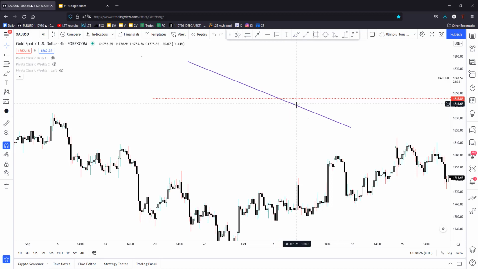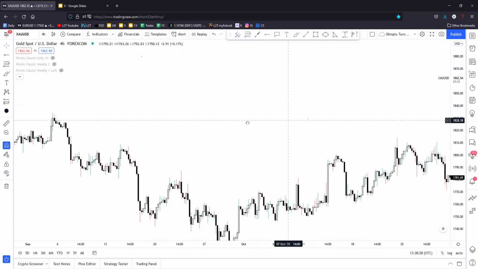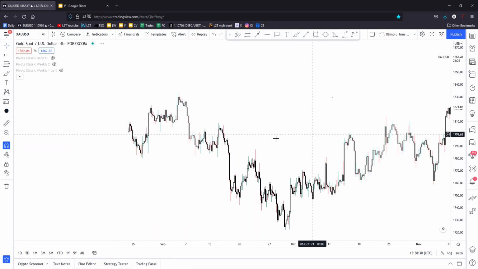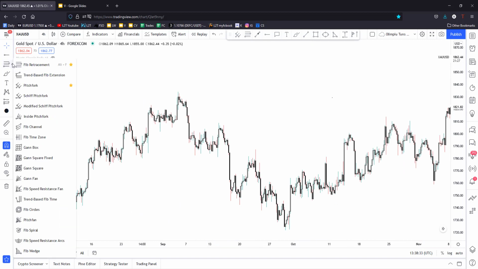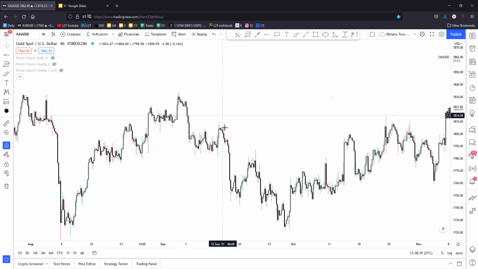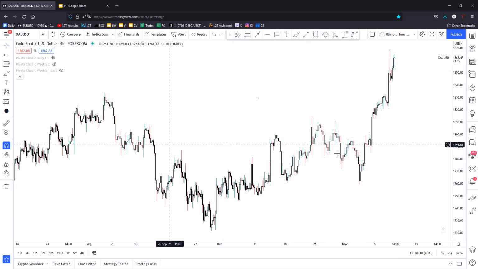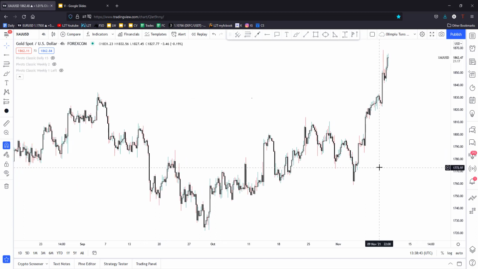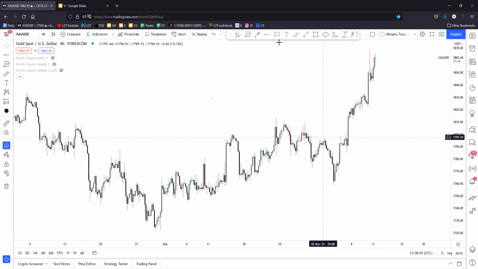And you can use all kinds of tools, maybe a pitchfork, Fibonacci retracement, or any other tools, trend lines, static support, static resistance, trying to identify confluence areas, right?